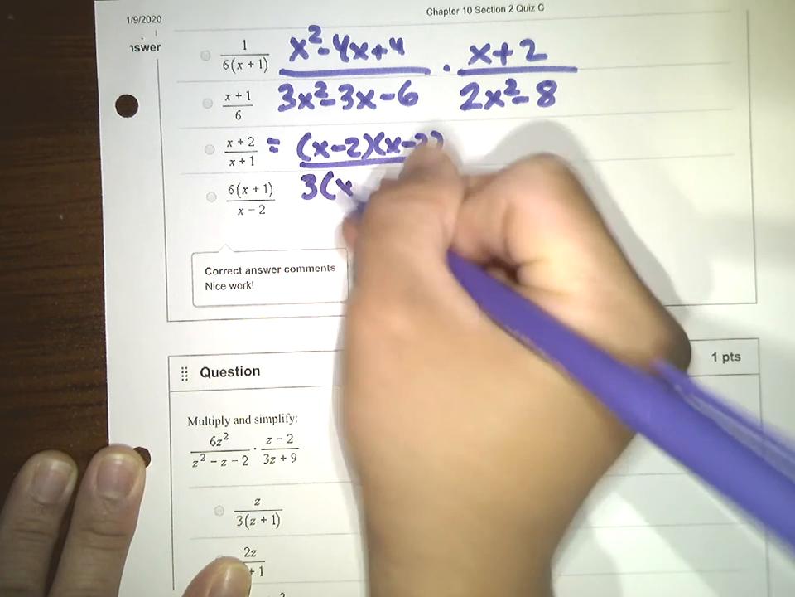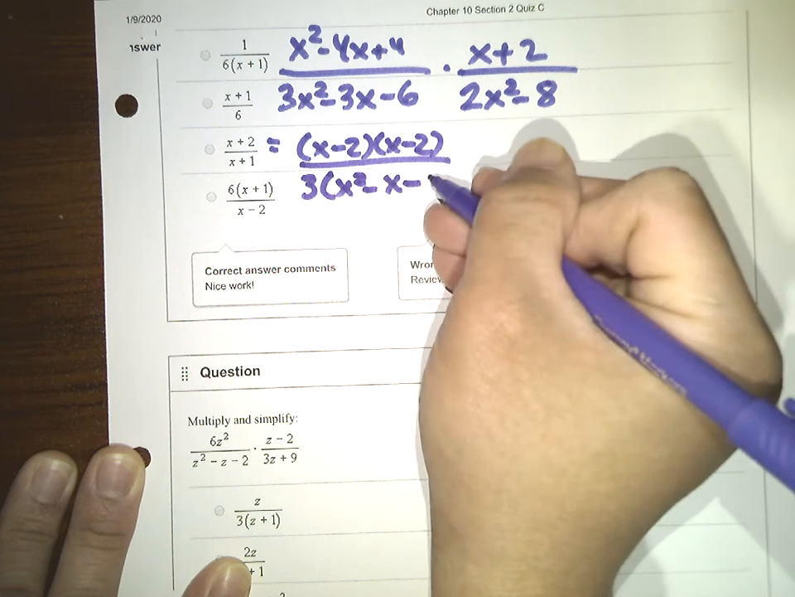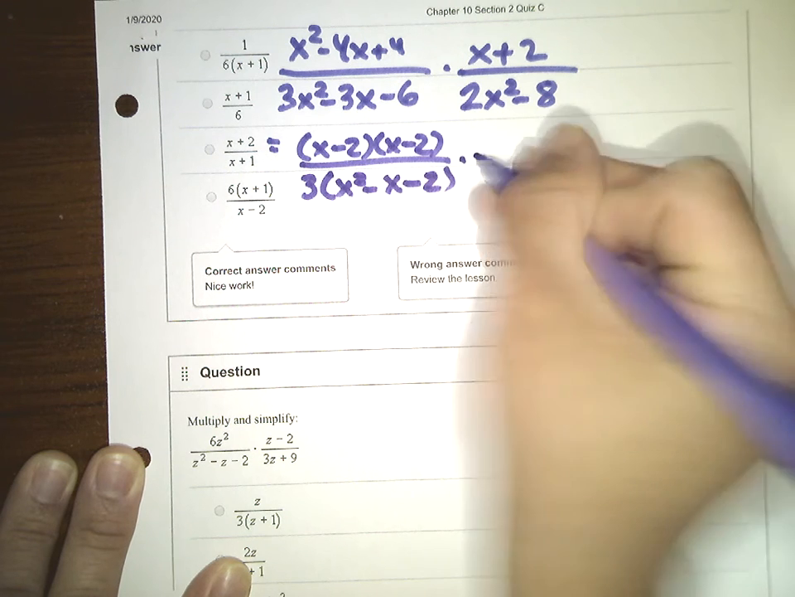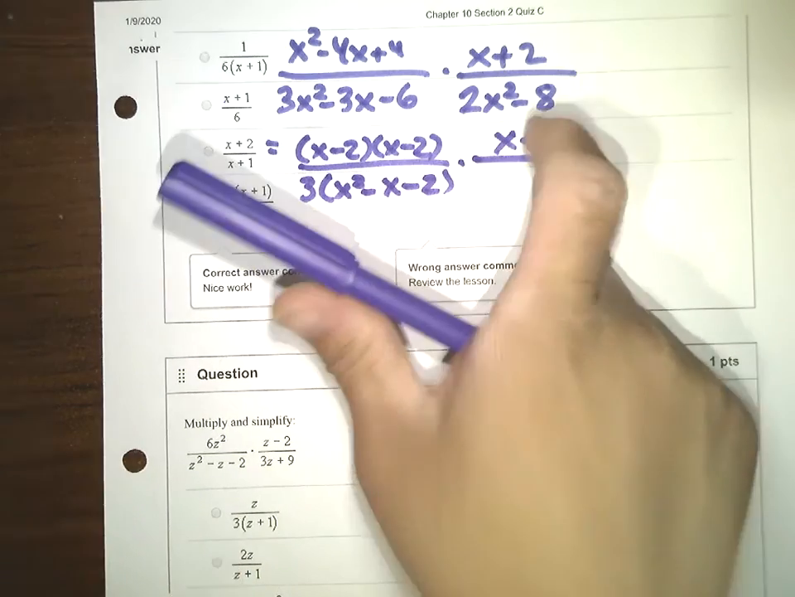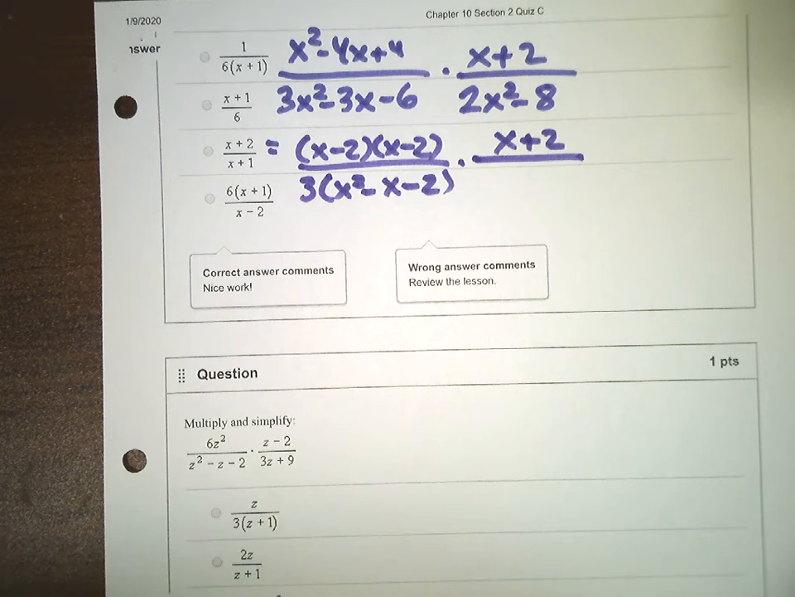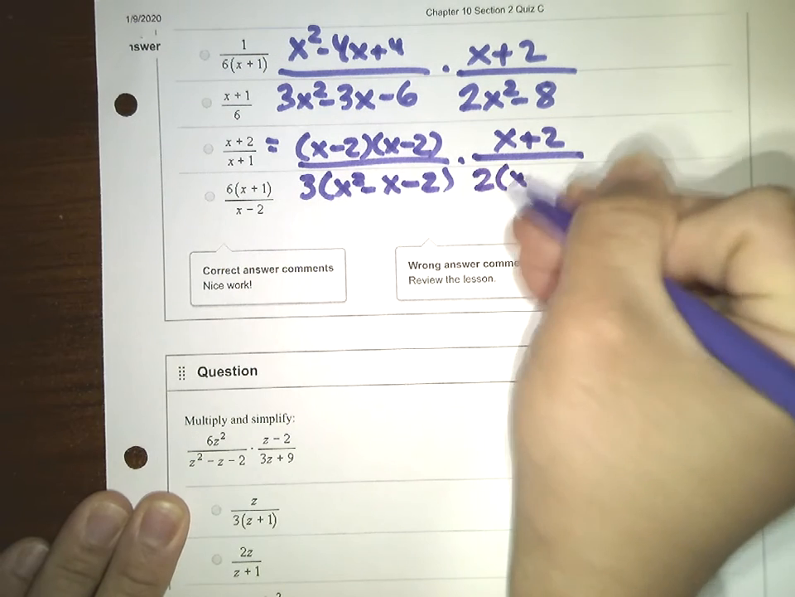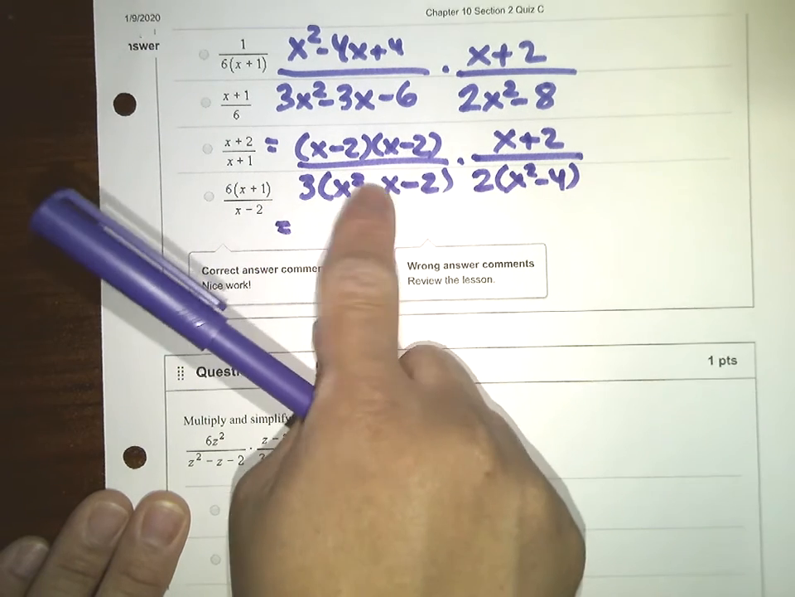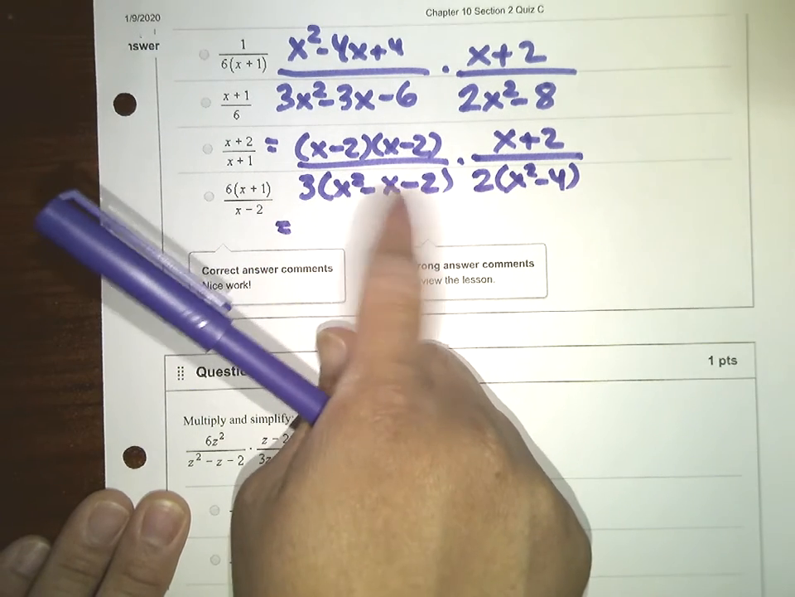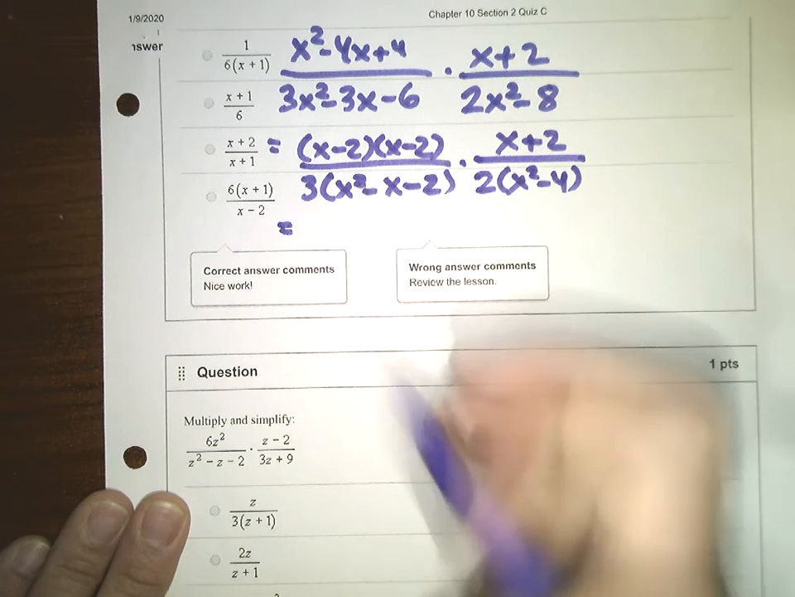So 3 times x squared minus x minus 2, and then x plus 2 over the 2x squared minus 8, I'm going to factor out a greatest common factor of 2. So it's 2 times x squared minus 4. And now I'm going to continue factoring here in the denominator, factoring this x squared minus x minus 2 and this x squared minus 4.